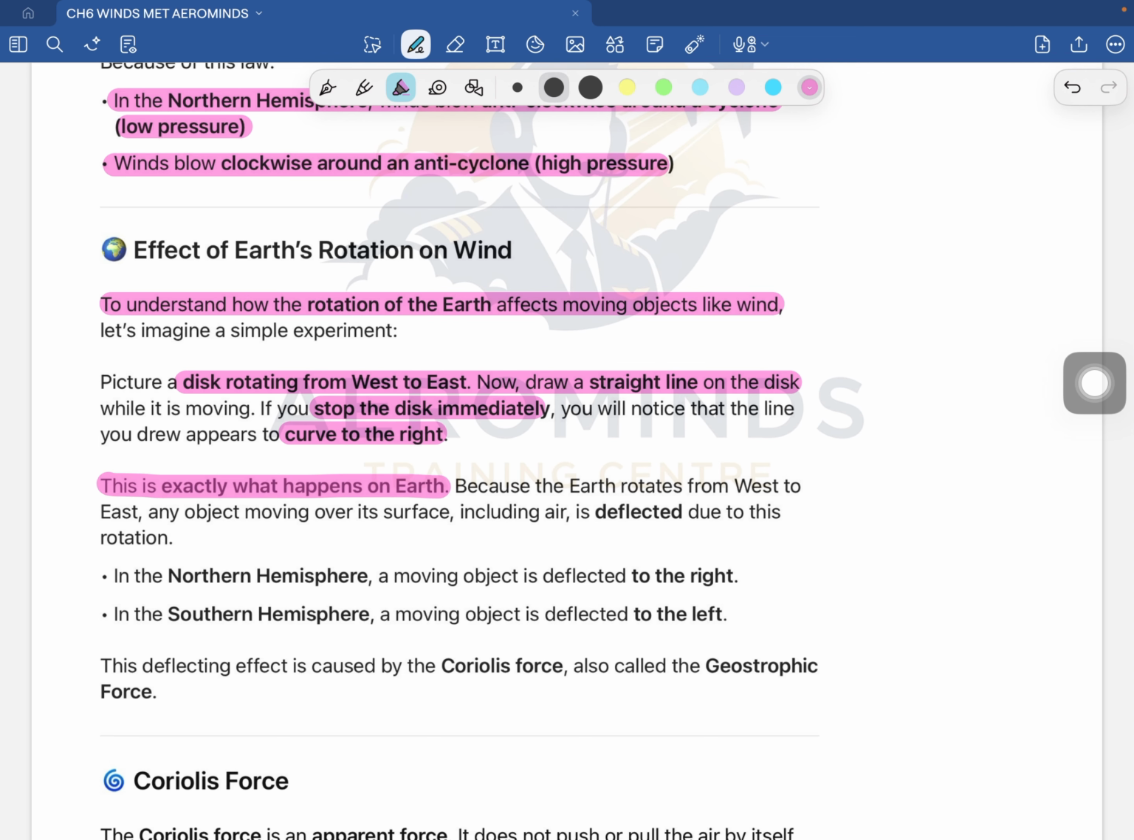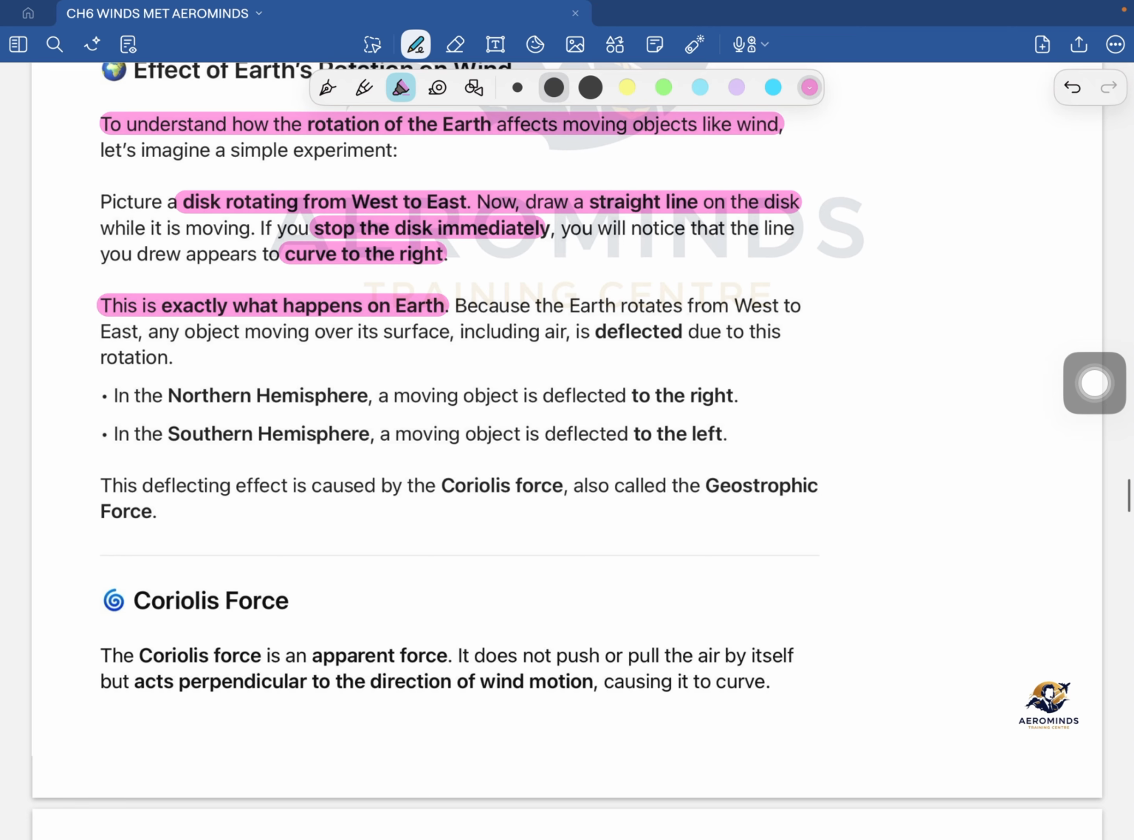This is what happens. Okay, now because the Earth rotates from west to east, the air is deflected due to the rotation, and in the northern hemisphere it deflects to the right, and in the southern hemisphere the moving object is deflected to the left. Okay, now this deflecting effect is caused by the Coriolis force, also called geostrophic force in some books.